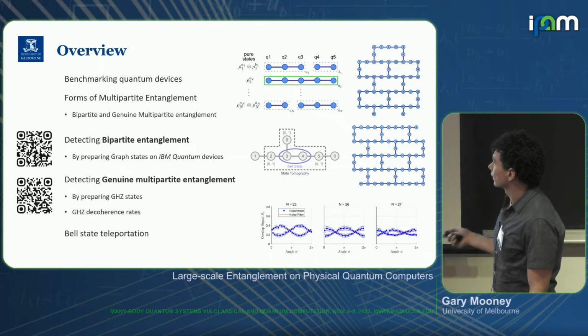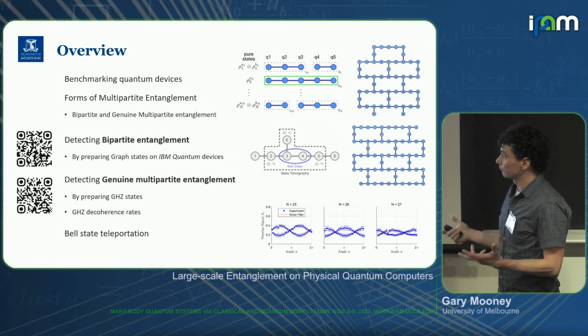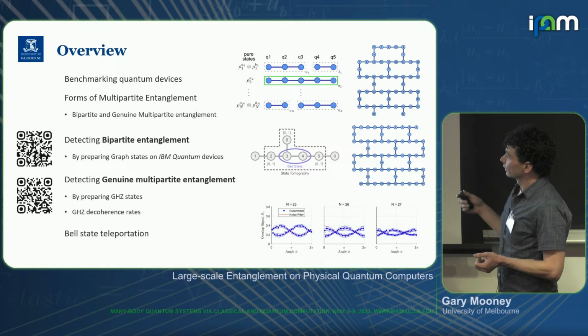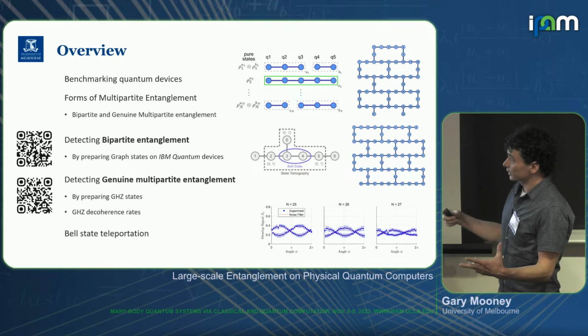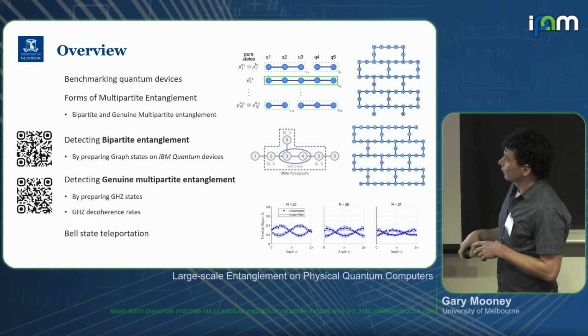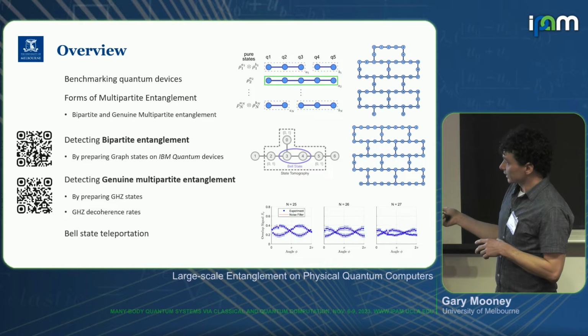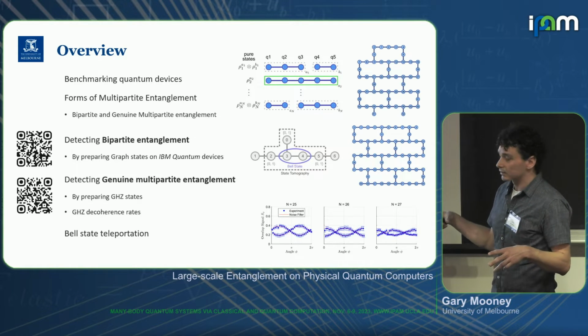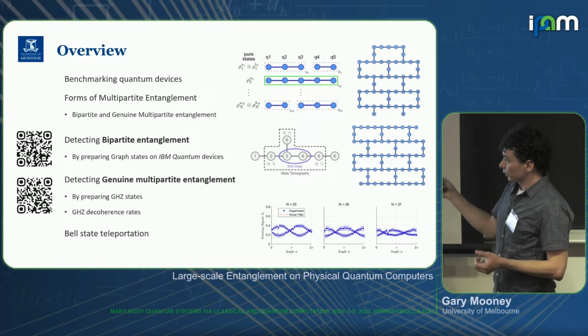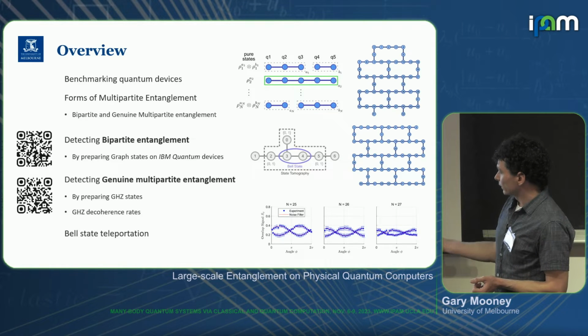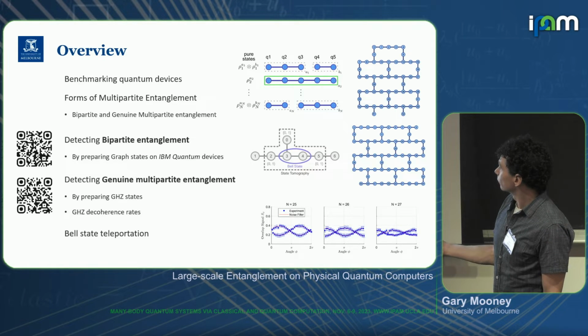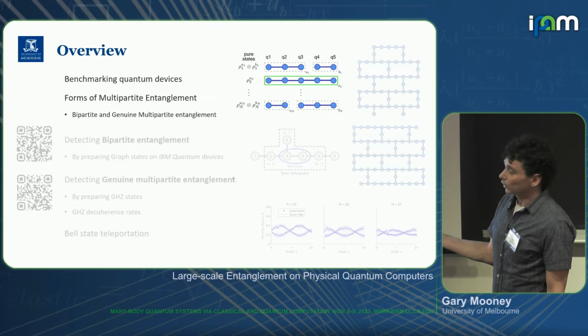Okay, so I'm going to start off by going through the different forms of multi-partite entanglement that we could be looking at. As a way to benchmark these devices, we're going to be detecting this entanglement. We've got bipartite entanglement, where we're going to be preparing graph states. Then we've got a stronger form, genuine multipartite entanglement, where we'll be detecting that in GHZ states. And we'll also be looking at teleporting Bell pairs. So I'll go into more detail. We'll start off with entanglement.